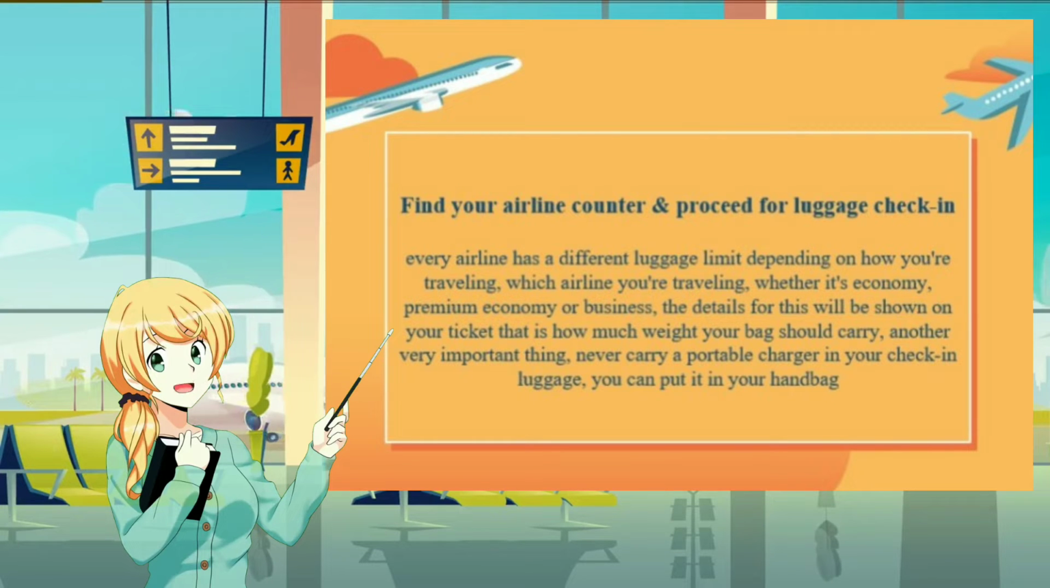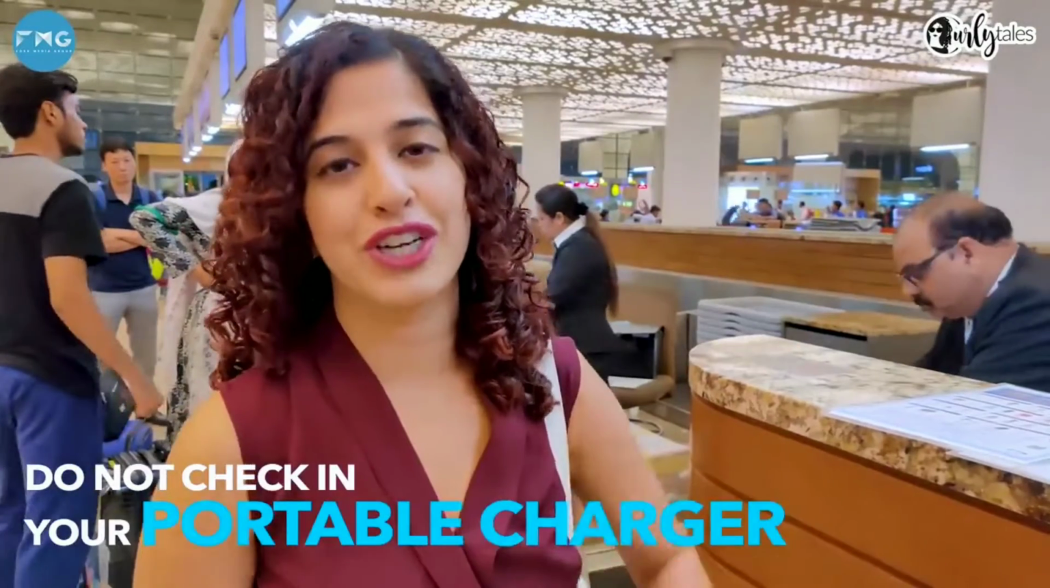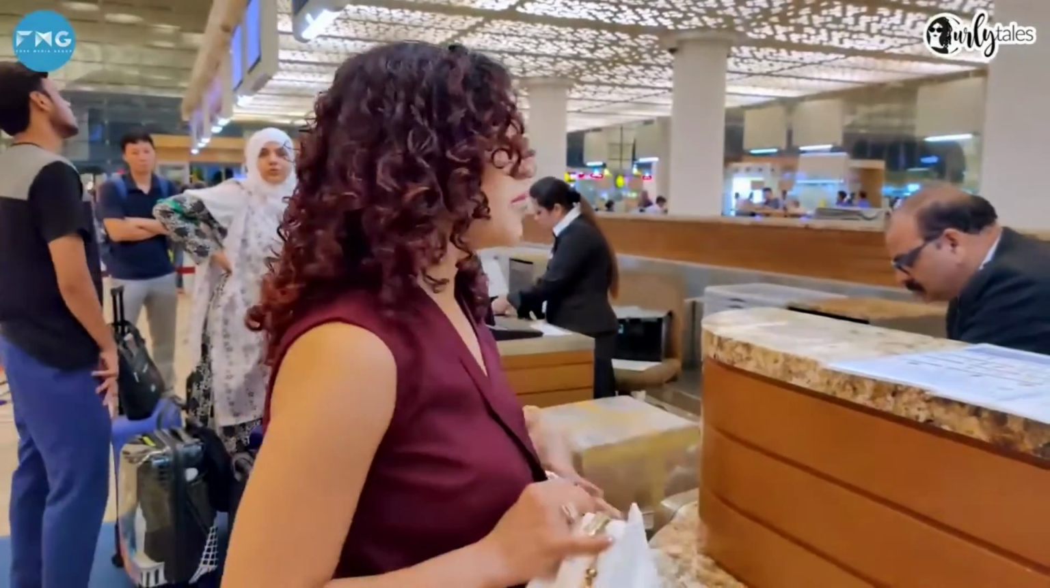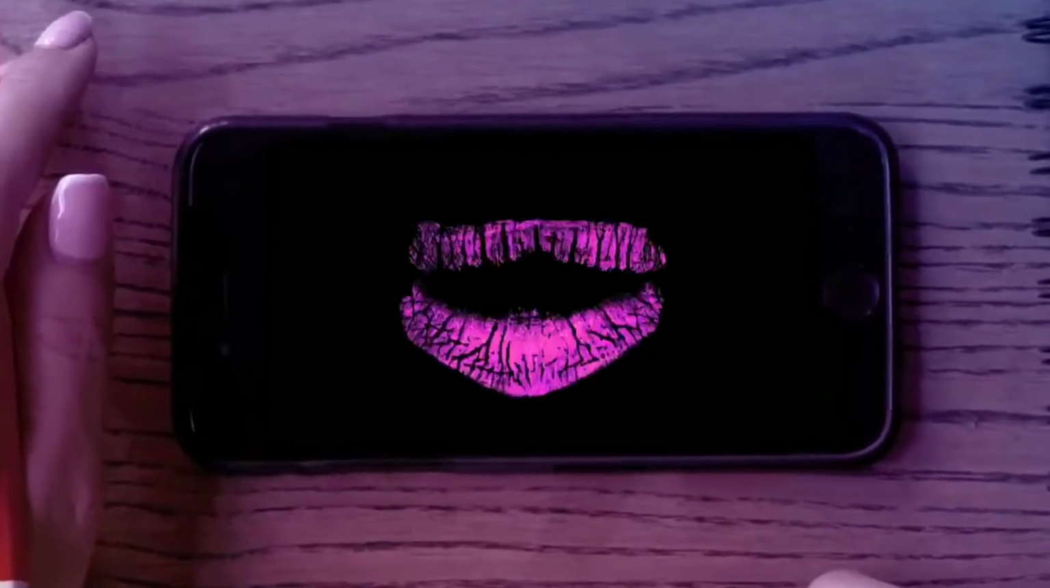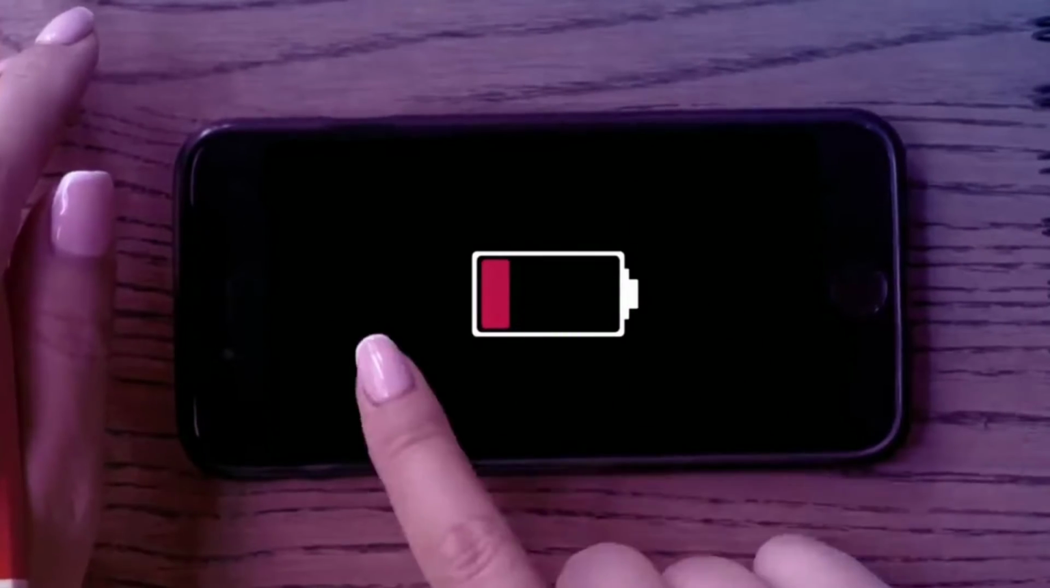Another very important thing: never carry a portable charger in your check-in luggage. You can put it in your handbag, but if you put it in your check-in luggage, chances are that your luggage won't be allowed on the flight and will remain in Indonesia. So ensure you are never carrying a power bank in your check-in luggage. You will get a luggage tag with that, so you can identify your luggage.